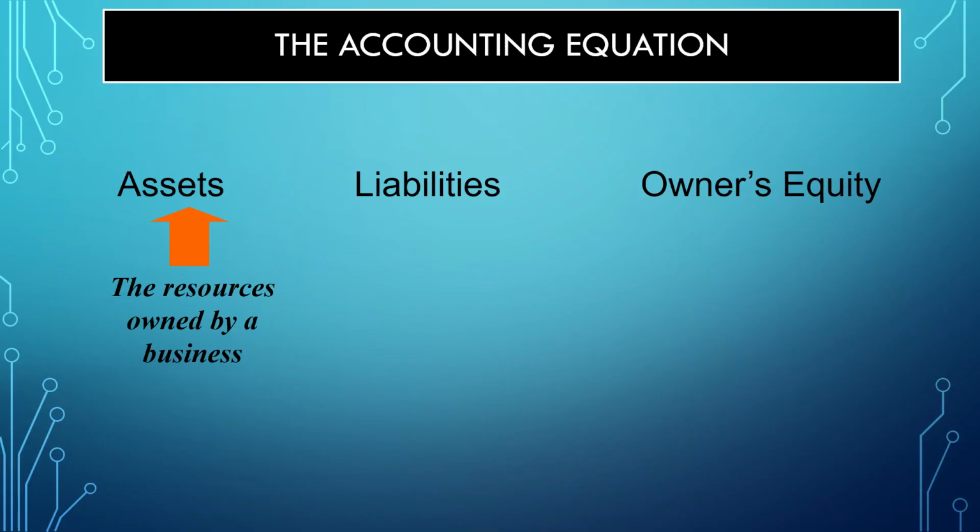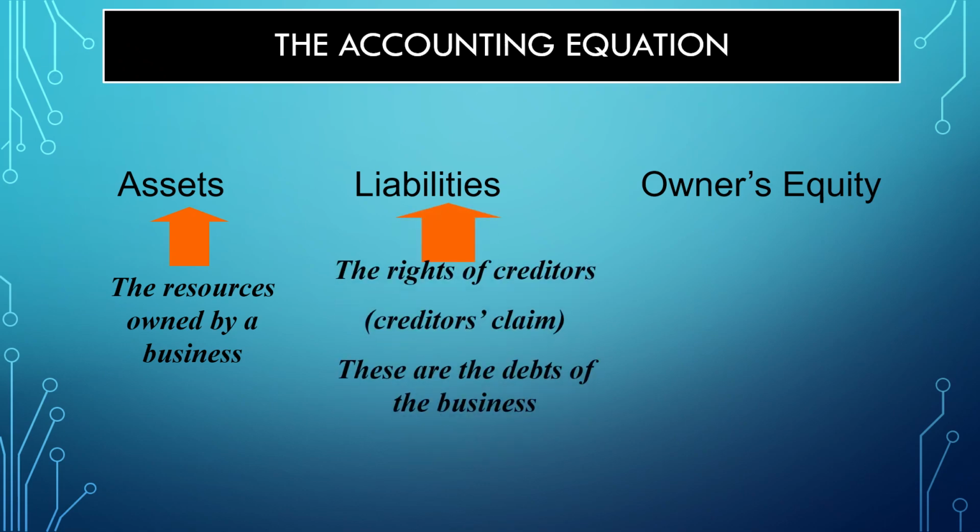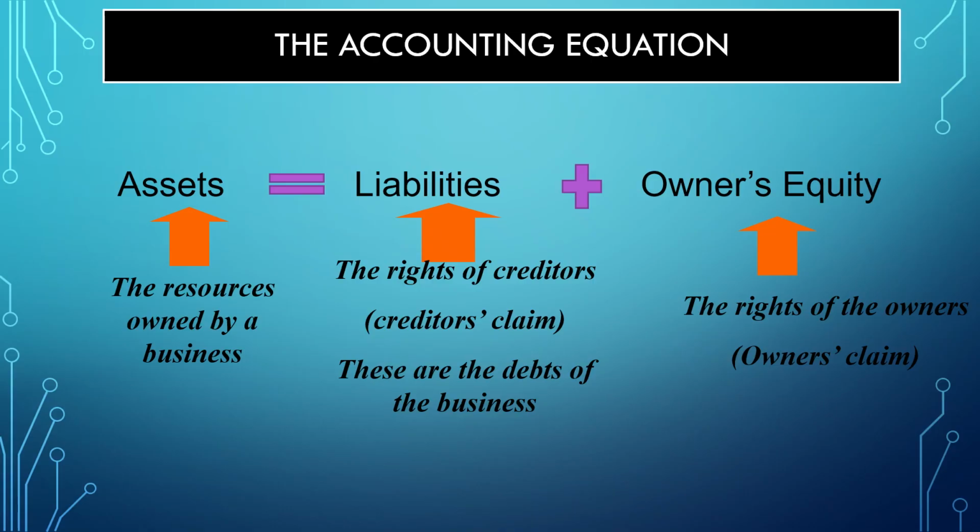Liabilities are the rights of the creditors, or we call the creditors' claim. These are the debts of the business. While the owner's equity is the right of the owner, or the owner's claim. So basically, the equation is asset equals liability plus owner's equity.